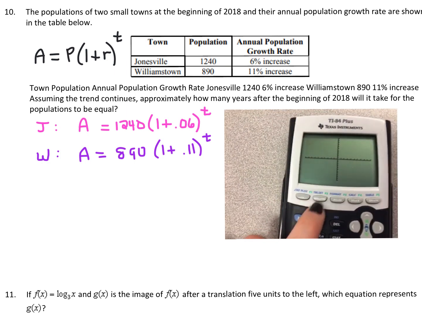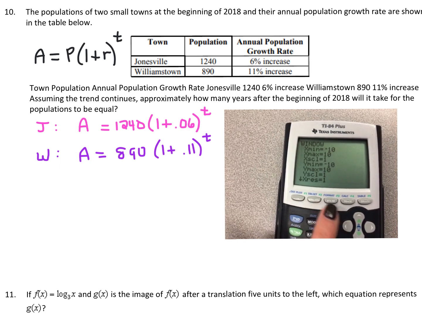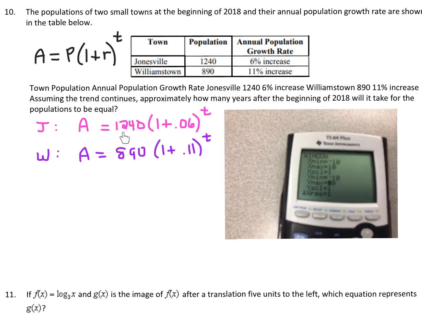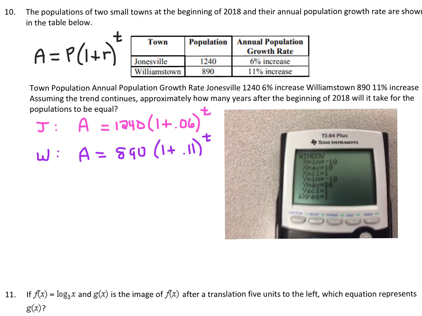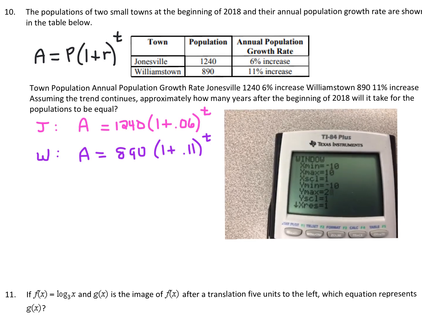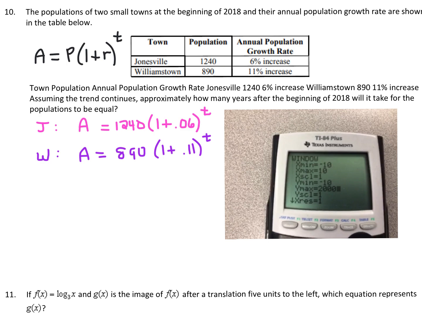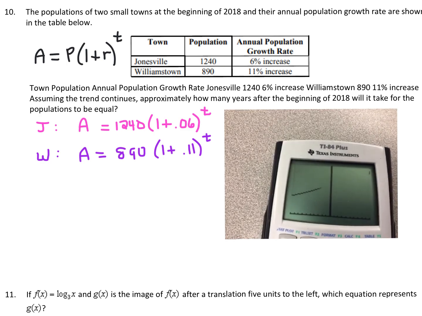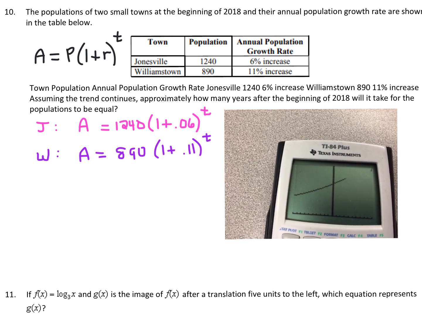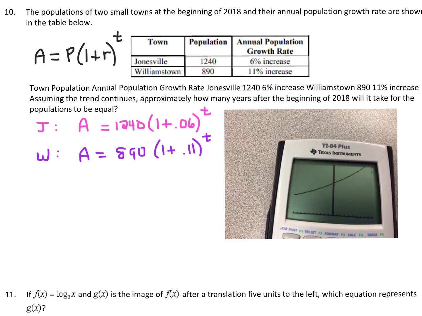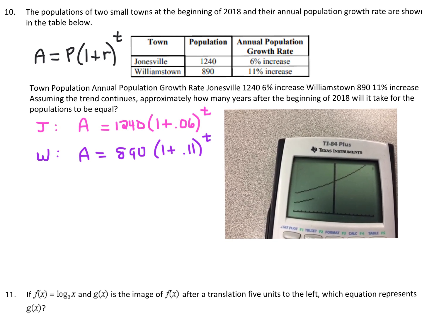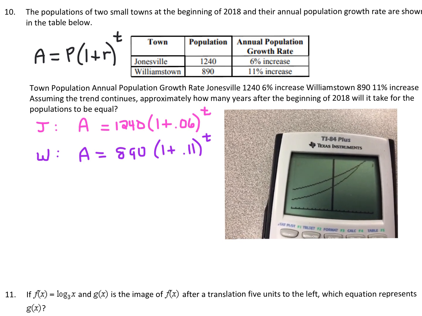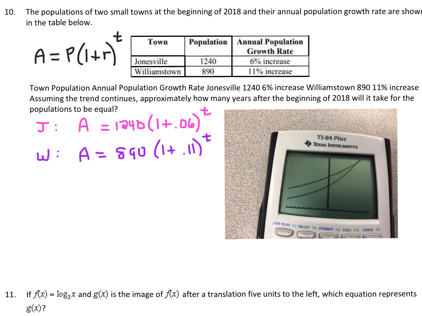So let me go to window and see where it says Y max. I'm just going to make it a lot bigger than these numbers. Why don't I make it 2,000? And if you want to be safe, you can make it 5,000, make it something big. And now if I hit graph, I should see there's Jonesville. And let's see if they intersect. And if not, I can make my window bigger. Ooh, they do. There we go.